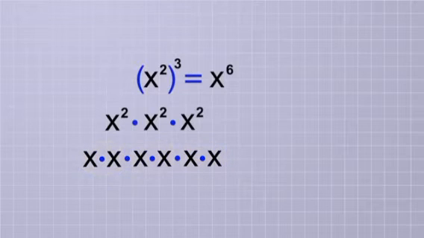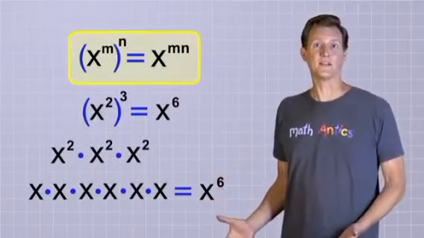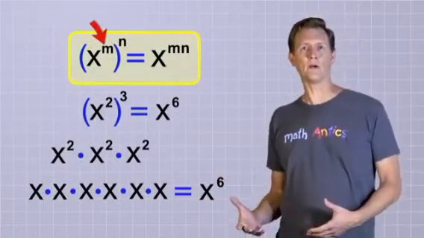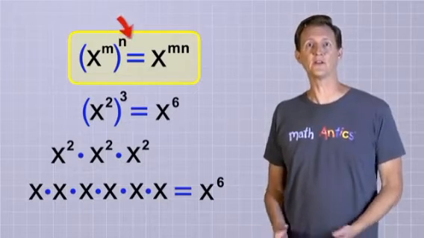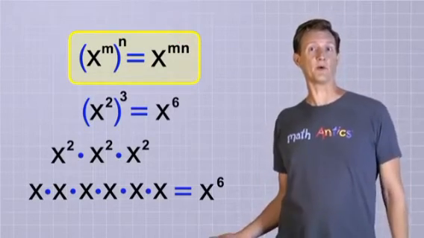So we end up with 6 x's being multiplied together, which is just x to the 6th power. See, our law works great. If you have a number raised to a power, and that's all raised to another power, you can just multiply the 2 exponents together to simplify it. And it works for negative exponents too.